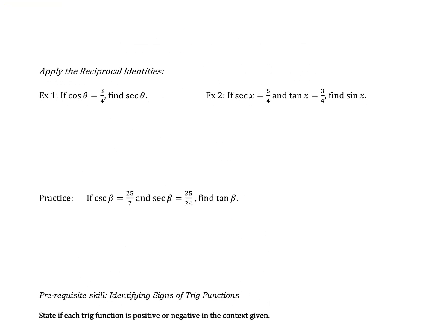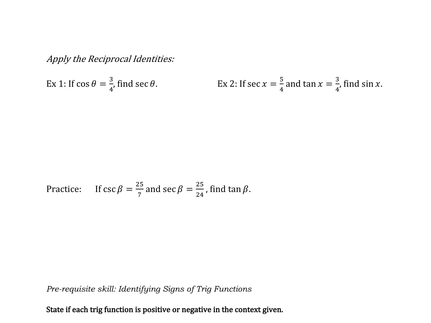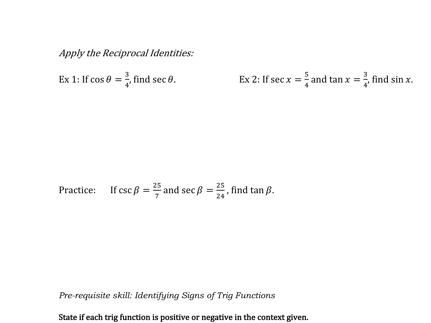But if you notice, first we're going to talk reciprocals. If cosine of theta is 3/4, what's the secant of theta? What's the relationship between cosine and secant? They're reciprocal. So if we know what cosine is, how do we find secant? Flip it. So 4/3.